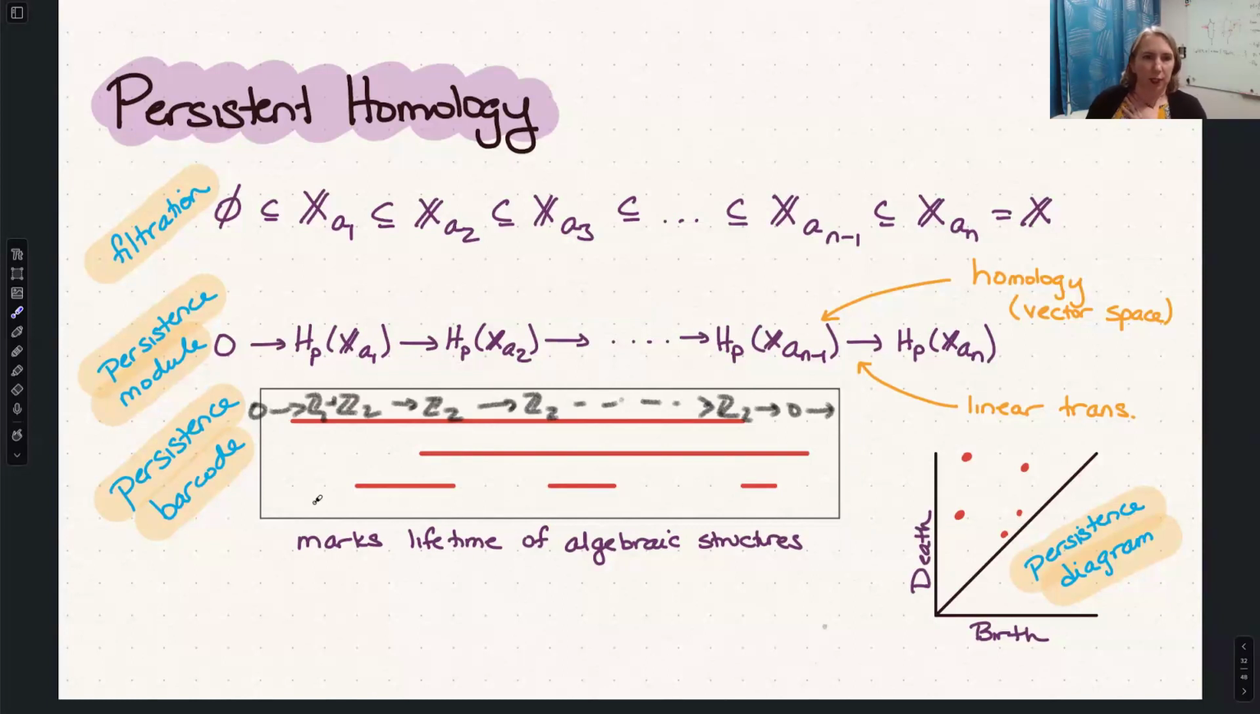So these values, there should be values down here that have something to do with the lifetime values of when things appeared and disappeared up here. Alternatively, I can draw these things as persistence diagrams where I have a birth time and a death time, or an appearance and a disappearance time of a particular structure. And that turns into a birth comma death point in a persistence diagram.